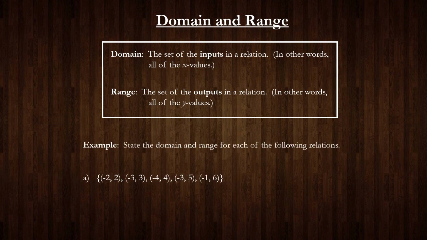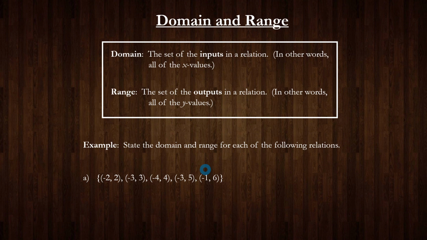So for example, take this one. This relation here consists of several points. We have 5 points, and we are going to state the domain and the range. Remember, the domain is simply the set or a list of the x values that we have, and we only have 5 of them here. We have -2, -3, -4, -3, and -1. Those are our x values, and sometimes we call them the input values.